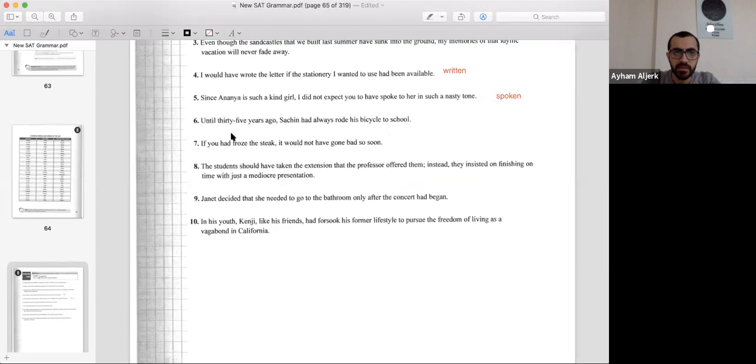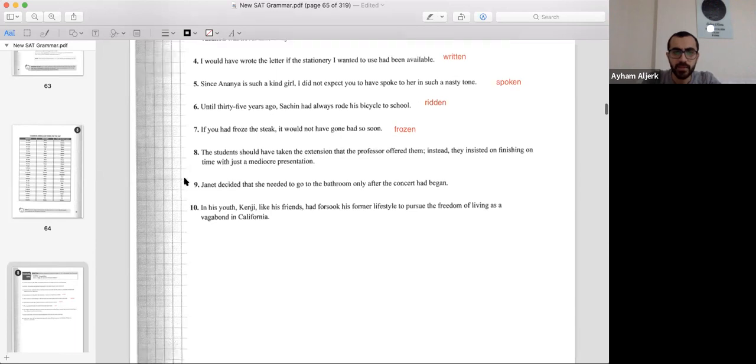Number 6, until 35 years ago, Sachin had always rode his bicycle to school. And again, here we have had. So we need to say ridden. Number 7, if you had froze the steak, it would not have gone bad so soon. So again, the verb phrase, we have to say frozen. Number 8, the students should have taken the extension that the professor offered them. Instead, they insisted on finishing on time with just a mediocre presentation. So we have should have, and after have we have taken. So this sentence is fine, no problem.